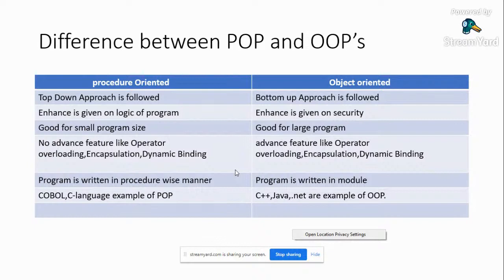Next point is important, which we discussed a little bit earlier. In procedure oriented, the program is written in a procedure wise manner. That means you will find a whole procedure in the program in the procedure oriented programming system. But when we go for the object oriented system, the program is written module wise. So there are different modules. For example, if you have to calculate the profit, there is one module to calculate the profit. If you have to calculate the loss, there is one module to calculate the loss. If you have to calculate the average of your transactions, there is one module.